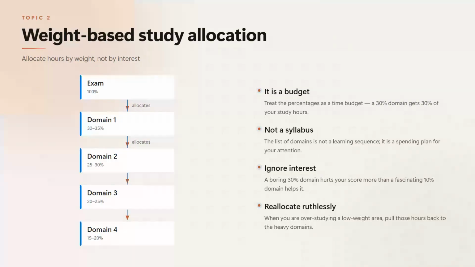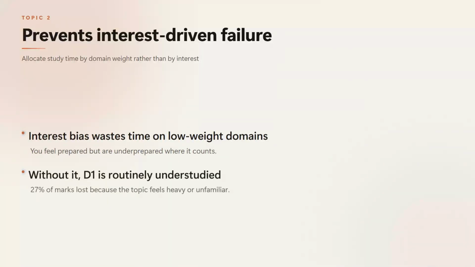The distinction people get wrong is treating it as a study order. You are not required to study D1 first. You are required to give D1 the most time, wherever it falls in your schedule. The failure this prevents is studying by interest. In production, that looks like someone who can build a beautiful MCP integration but cannot reason about agentic orchestration and then fails the exam because D1 is over a quarter of the marks.